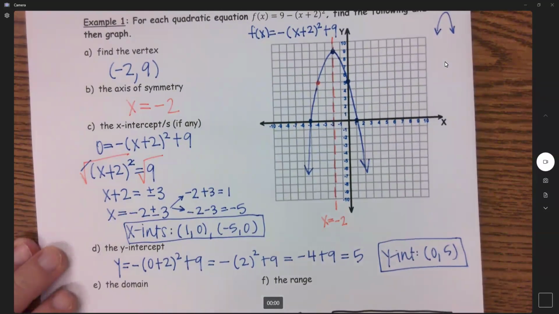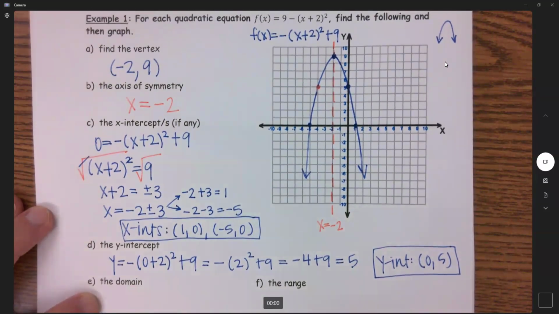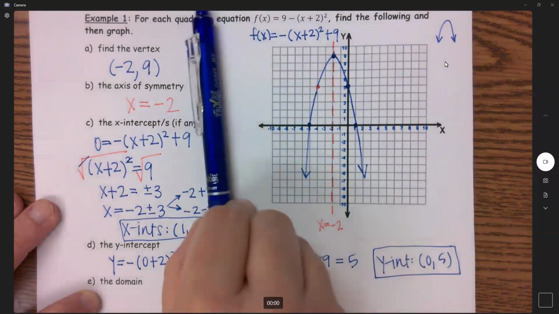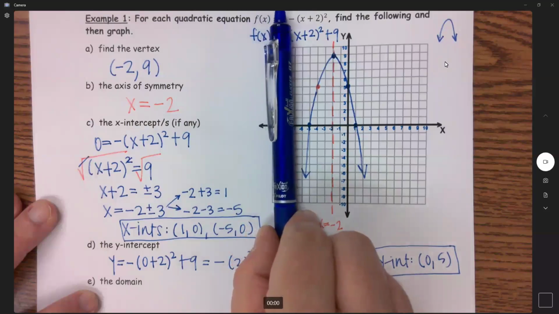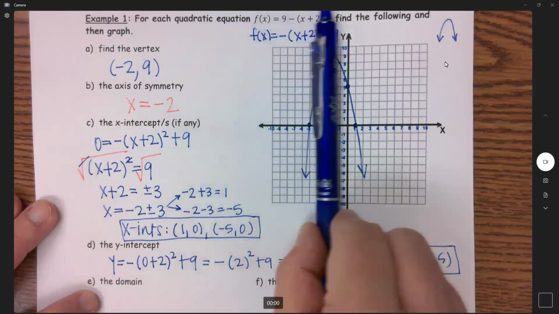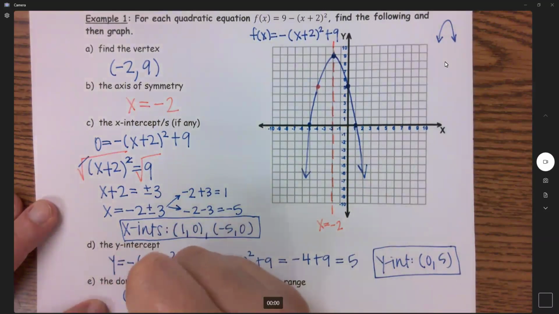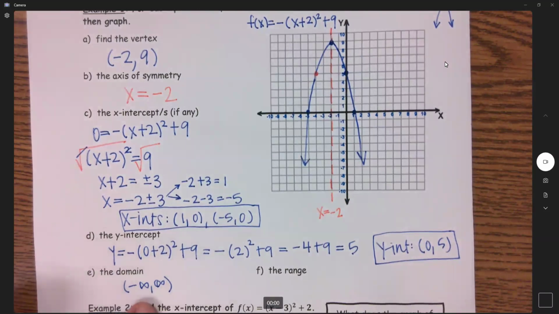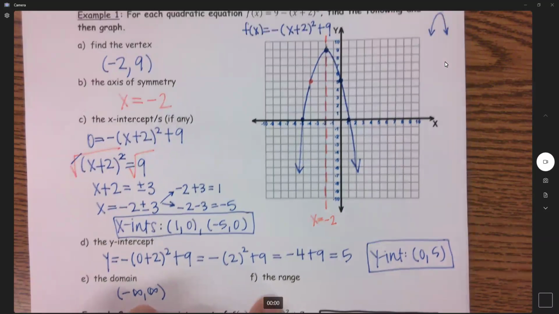So now I need to state the domain of this. We haven't done this in a couple sections. We're going to go left to right. As we go from the left to the right, the first thing I hit is that arrow, and the last thing I hit is also an arrow. So my domain is negative infinity to infinity. And spoiler alert, your domain for all of these will be all real numbers. Your range is going to change though.